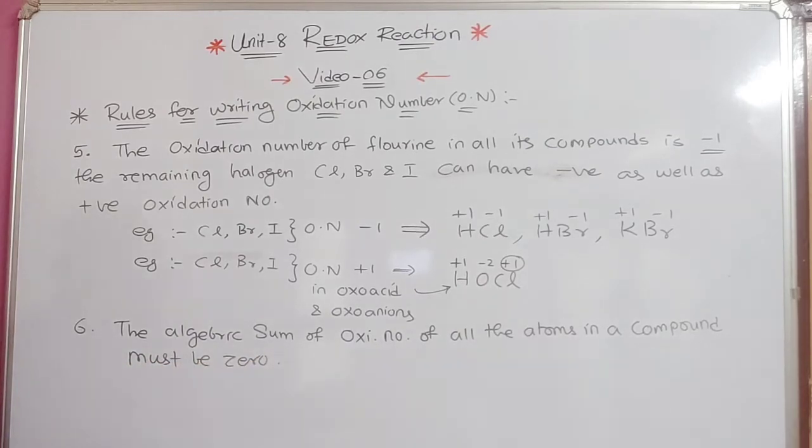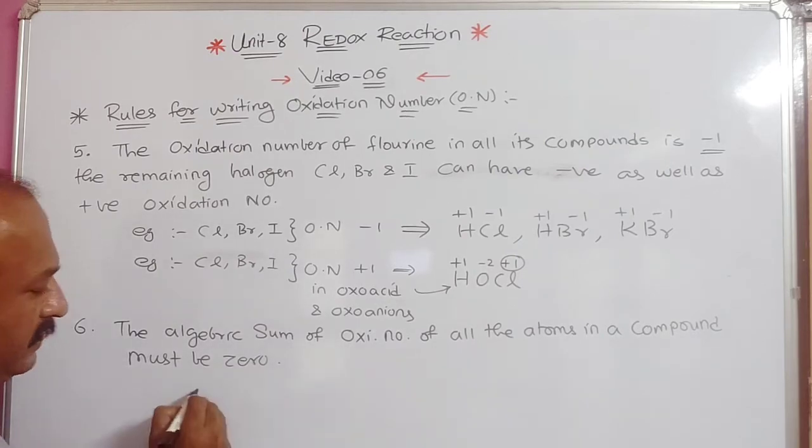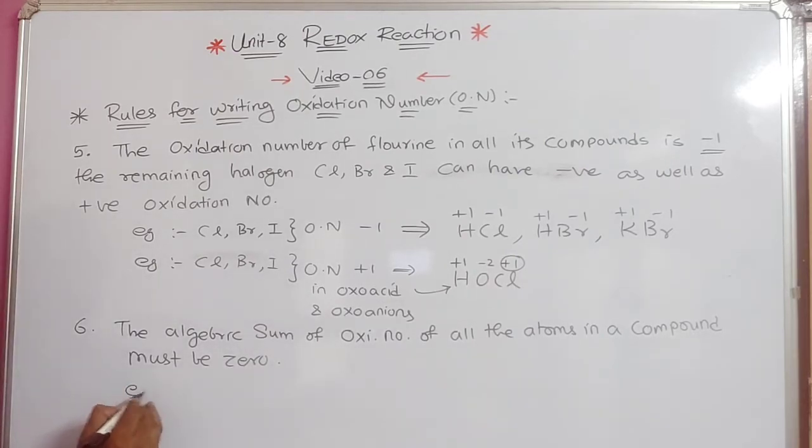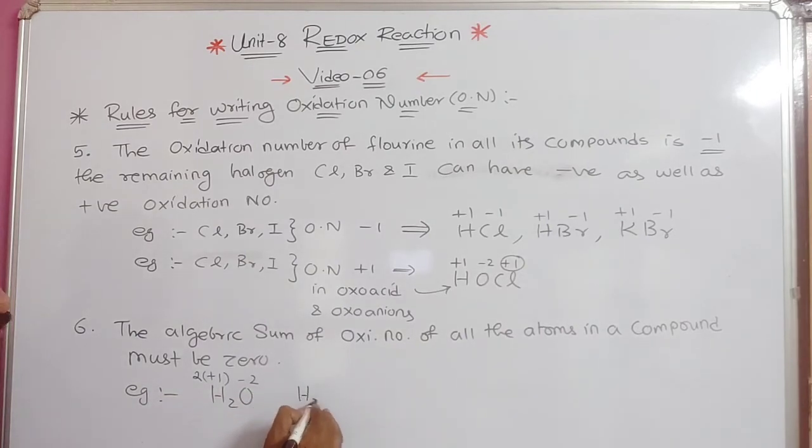Now a simple example, if I give here. If I write water, oxygen we know is -2 and hydrogen is +1, sorry. Here there are 2 atoms of hydrogen, so multiplying by 2, what is the algebraic sum of H2O?